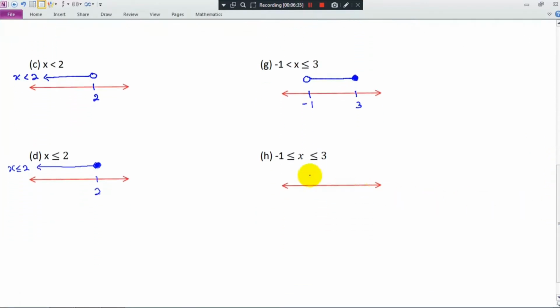Okay, try last one. -1, 3. Both also have an equal sign here. You have less than or equal to. Less than or equal to. Okay, this is actually not an equal sign. I say this way just to make it easy to understand. This is less than or equal to. Okay, so you connect these two together.